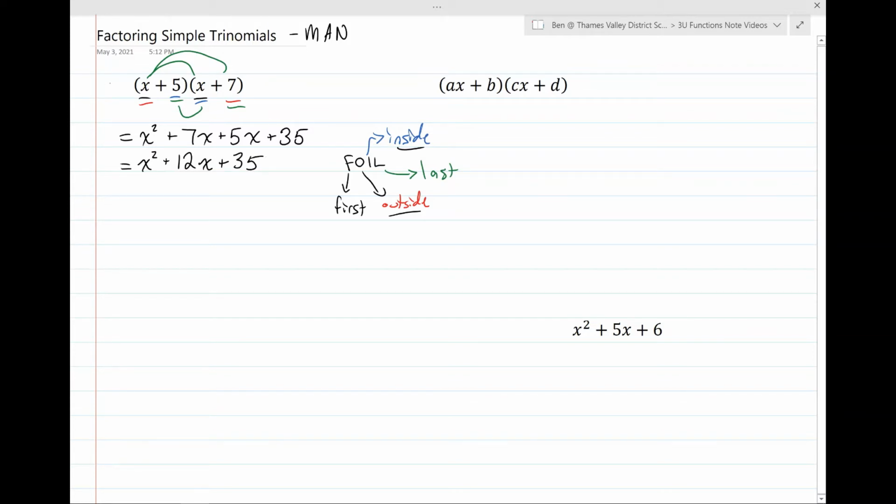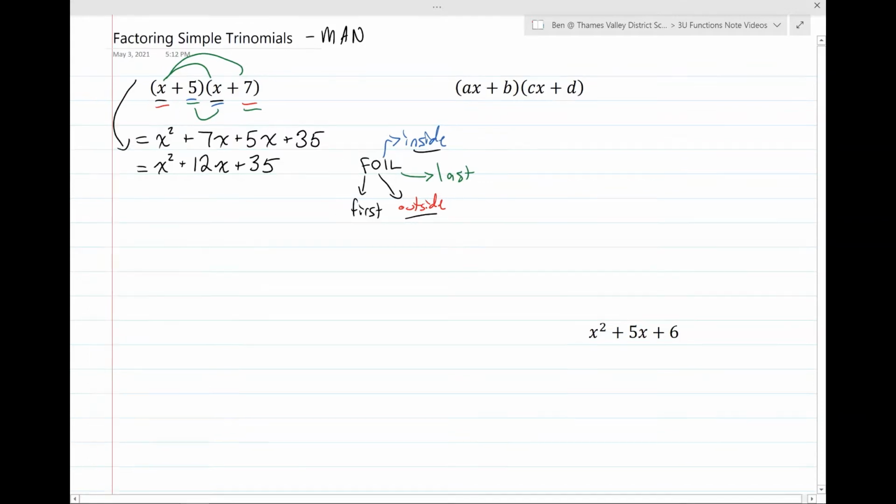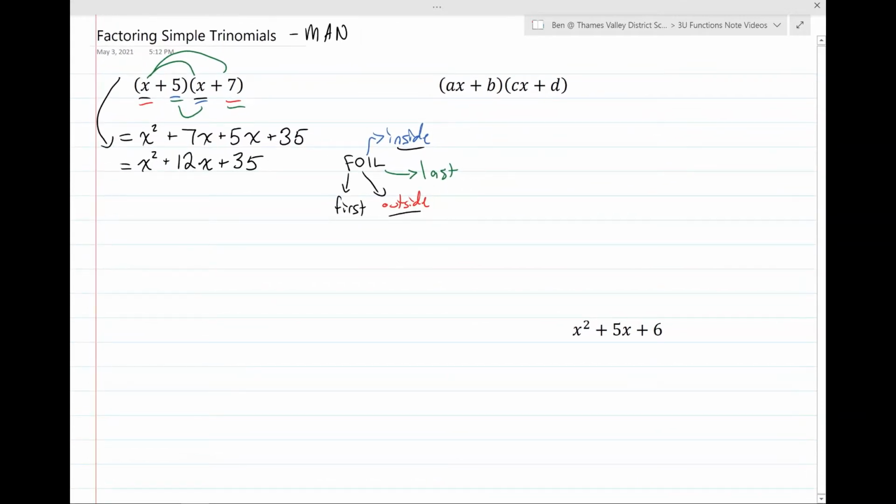So if we work in this direction, this is called expanding. Again, this is the opposite of factoring, and when we're doing this, we call that the distributive property, because we're distributing the first factor into the second factor, if you will. So we have expanded this.